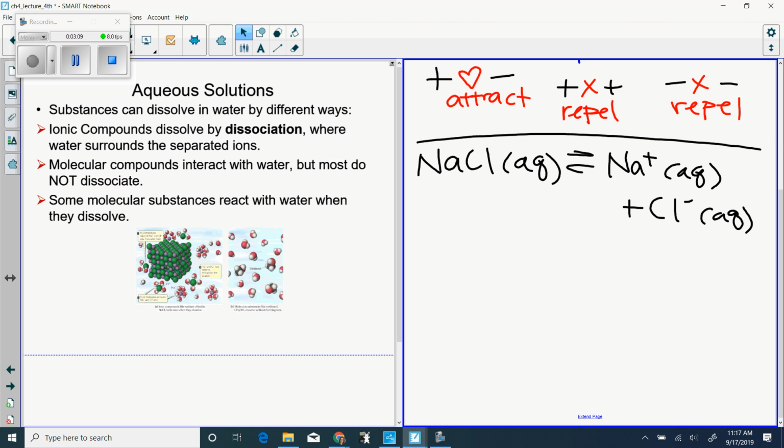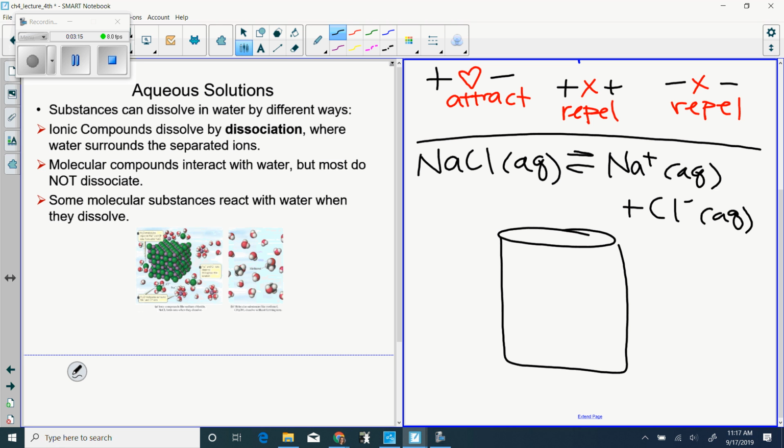Let's draw a beaker. Draw a beaker. In my beaker, I have sodium ions. Ooh, I'm coloring. Come get colors if you want colors. And chloride ions.